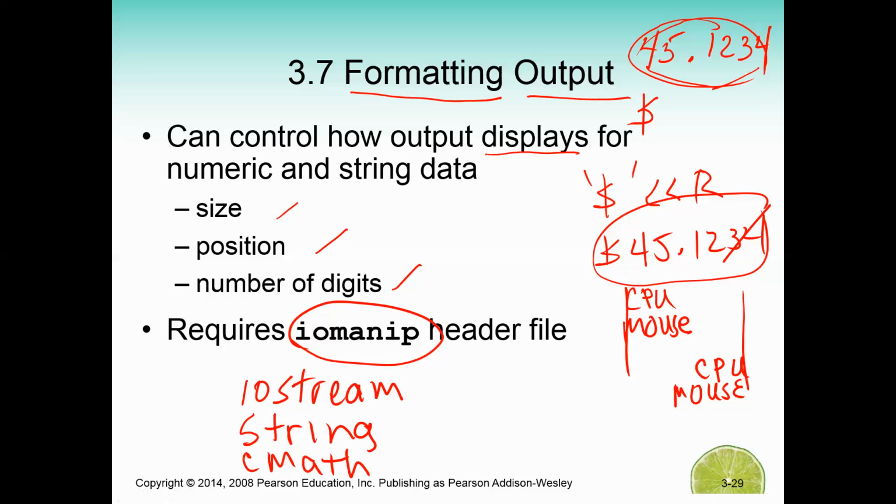Yes? The pow, cmath, is for raising to a power. Yes, raising to a power. And we're going to see that at the end of this chapter we have more functions. But every time that we need to use a mathematical function, we use the cmath. So these are the 3 that we have been using, and today we're going to be adding one more, which is the iomanip.